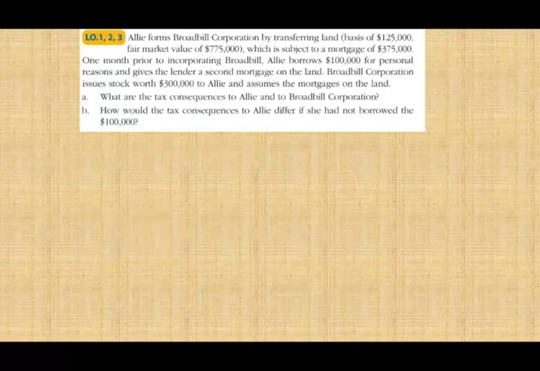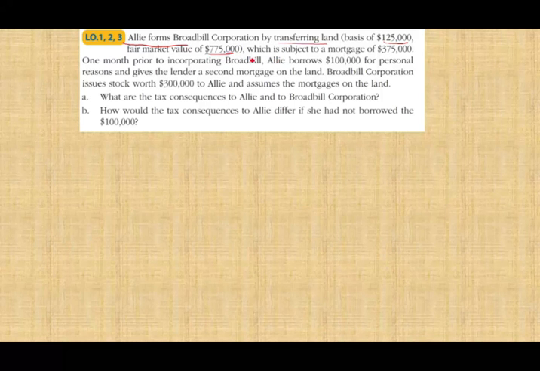Let's take a look at an example that's going to illustrate some of the concepts that we learned in this session. Let's start with the first example and hopefully put all of this together, or at least most of it. We have this individual here. Ali forms B Corporation by transferring land with a basis of 125 and a fair market value of 775. So Ali transferred something worth 775,000. What do you expect Ali to receive? Based on common sense, if Ali transferred something for 775, you would expect Ali to receive fair market value of 775.